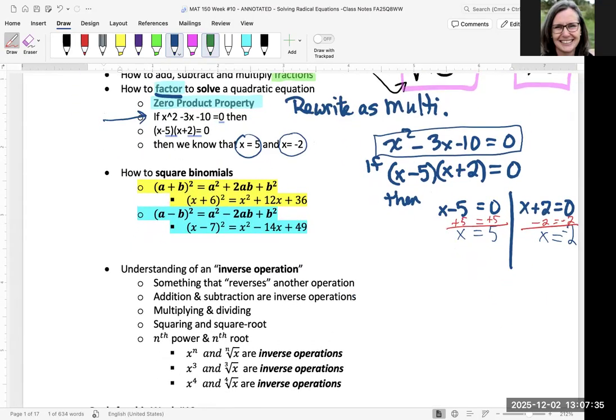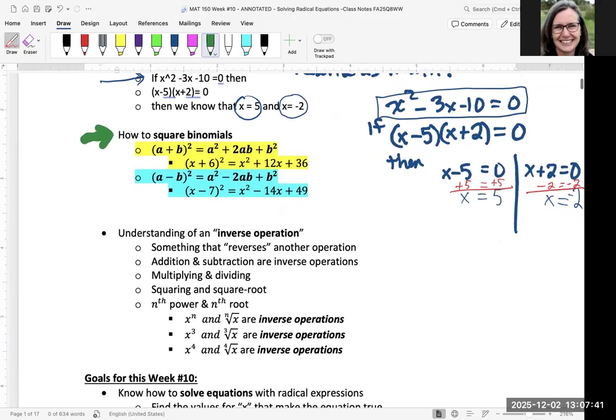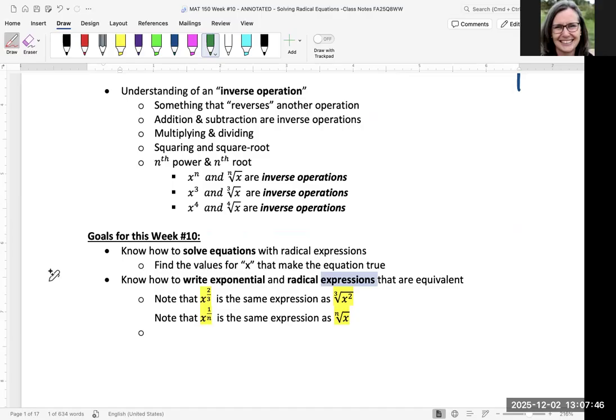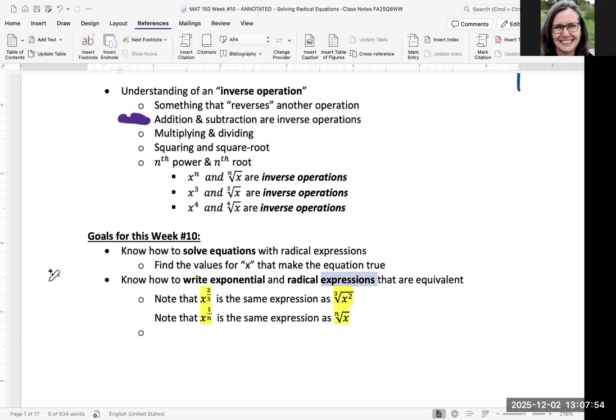You need to remember from week 6 and 7, factoring here, the perfect squares, the difference of two squares. And here we go for solving. Inverse operations: adding and subtracting are opposites. Multiplying and dividing are opposites. Squaring and square rooting are opposites. So the nth power and the nth root are opposites.